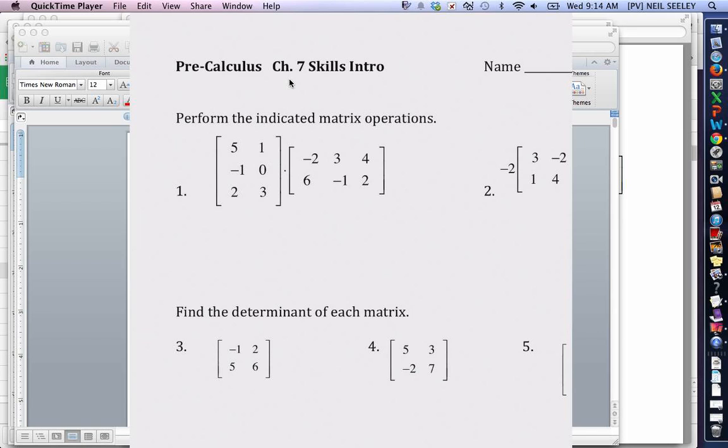And so really what's inside here, depending on how you set it up, is systems of equations like this would be 5x plus 1y, and the one down below here would be negative 1x plus 0y, and this would be 2x plus 3y. This would be like a system of equations.